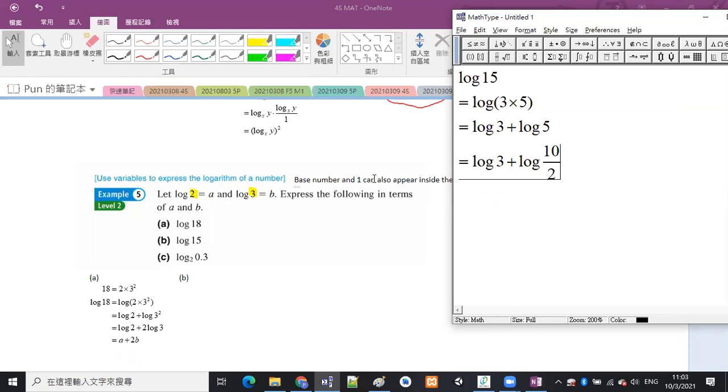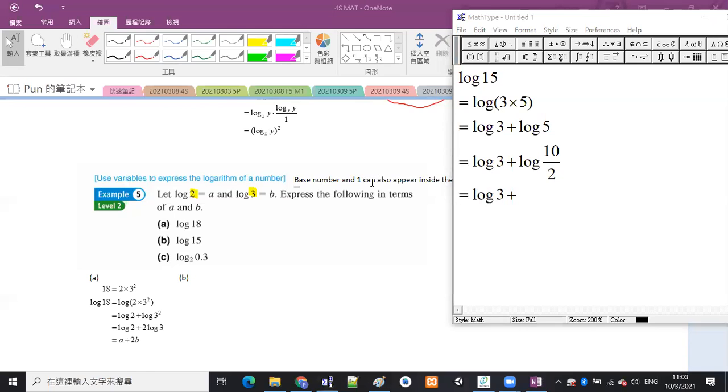It means that the base of the log should be 10. So 10 is allowed to appear inside the log. And 2 is also allowed to appear inside the log because it is a given number. Okay? And we have log 3 plus log 10 over 2 becomes log x over y.